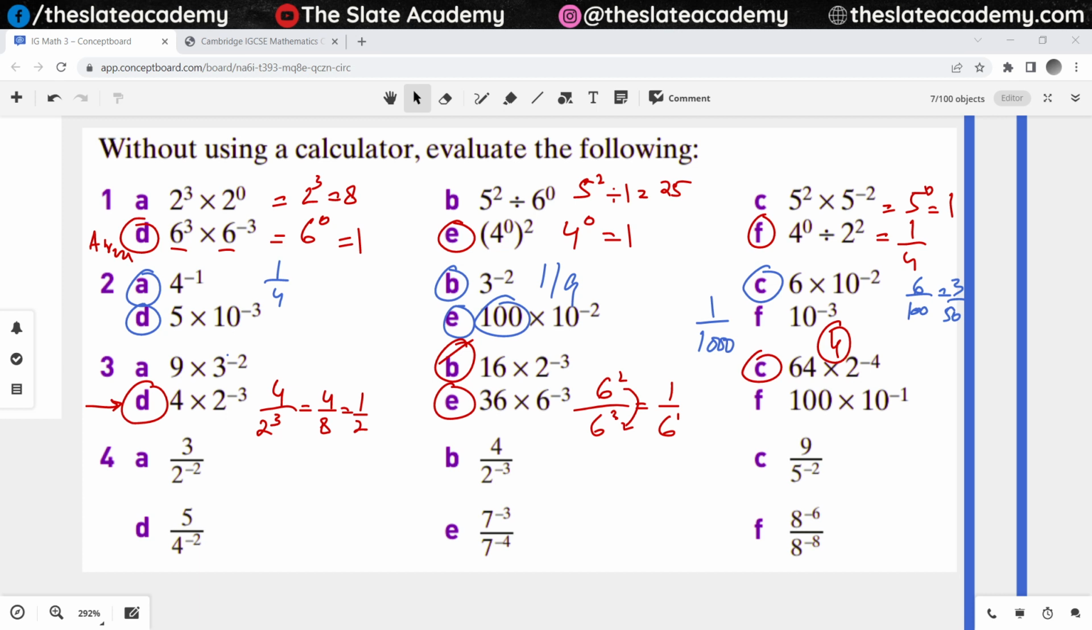Miss Aisha, 100 into 10 to the power minus 1. How? It will be 100 divided by 10. 10 to the power minus 1, in the denominator, it will become 10 to the power 1. Alright. Good job, Miss Noor. 10 would be the answer. Okay. Sir Arman, question number 4A.